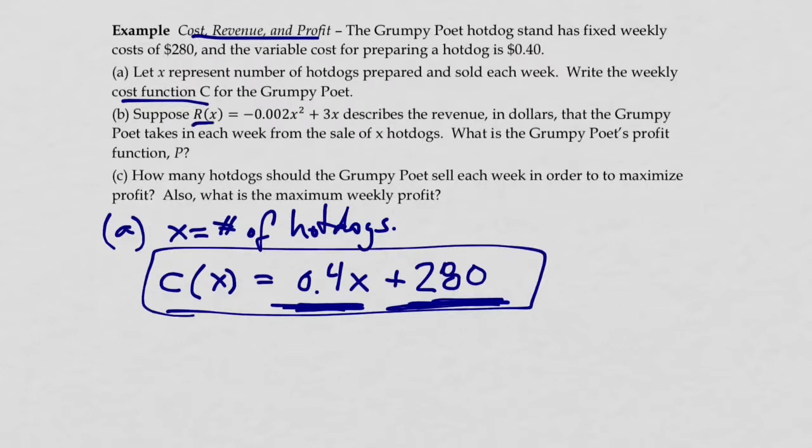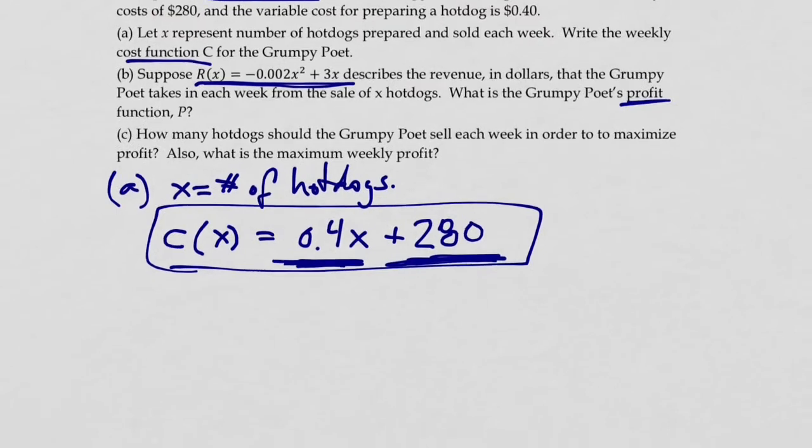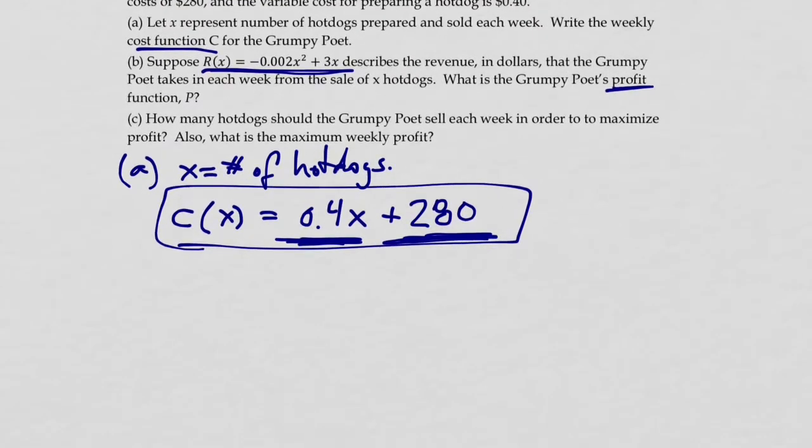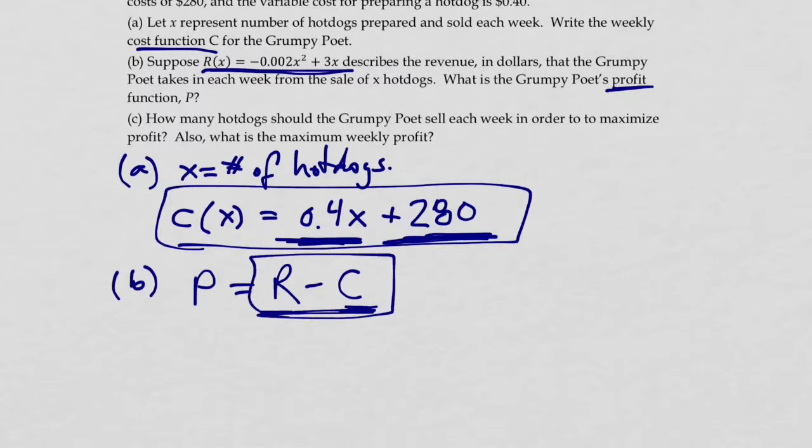Now in part B, we're simply given a function for revenue for selling X hot dogs, and putting those together we can find the profit. Something you may have heard from an economics class or in some other setting is that the profit of a business is the revenue minus the cost. The amount that comes in is the revenue, and the amount they have to spend to generate that revenue is called the cost, and the difference between those gives us the profit.